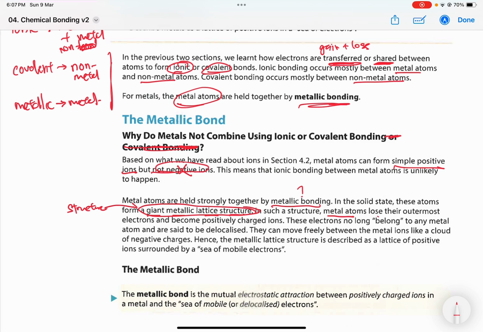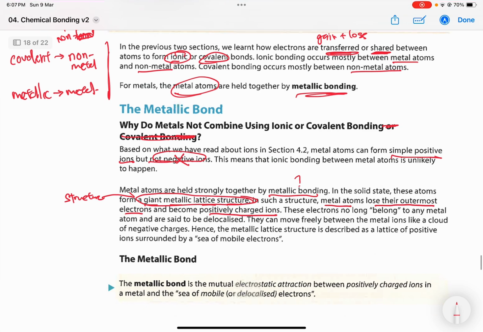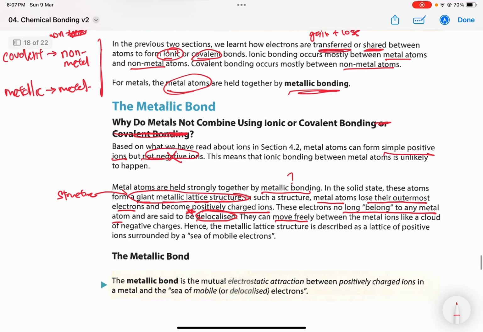The metal atoms will lose their outermost electrons and become positively charged ions. These electrons now no longer belong to any metal atom. They are said to be delocalized. Can I put one star here? This term delocalized is important. It's a keyword. What exactly does delocalized mean? It means that they can move freely between metal ions like a cloud of negative charges. Sometimes you tend to say cloud, but rather I'll use the term sea, because the sea of delocalized electrons, sea of mobile electrons, are the terms that you commonly mention. Hence the metallic lattice structure is described as a lattice of positive ions surrounded by a sea of delocalized electrons.